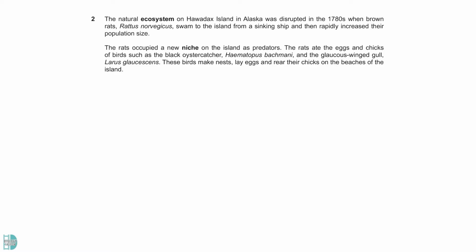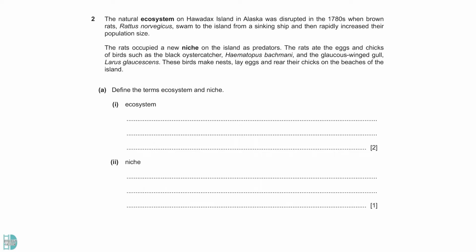In question 2, we have a passage about the Hawadak Island in Alaska. You are asked to define ecosystem and niche. A common mistake when defining an ecosystem is that many students think an ecosystem refers to all living things in a defined area. That is the definition of community.